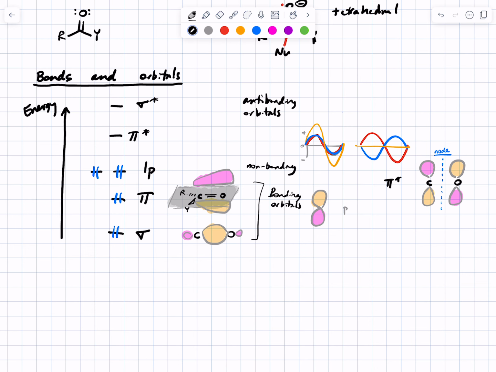Go ahead. Why is the anti-pi higher in energy than the lone pair? Why is the antibonding pi orbital higher in energy than the lone pair? Because what that tells you is the antibonding orbitals are destabilized relative to atomic orbitals. And that is because there is an explanation for that. It's probably beyond the scope of this class.